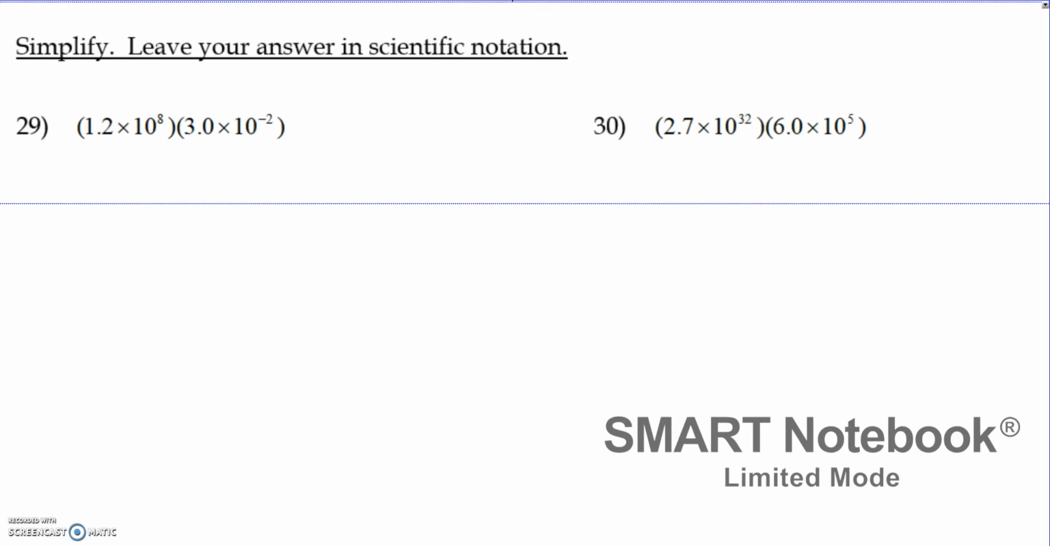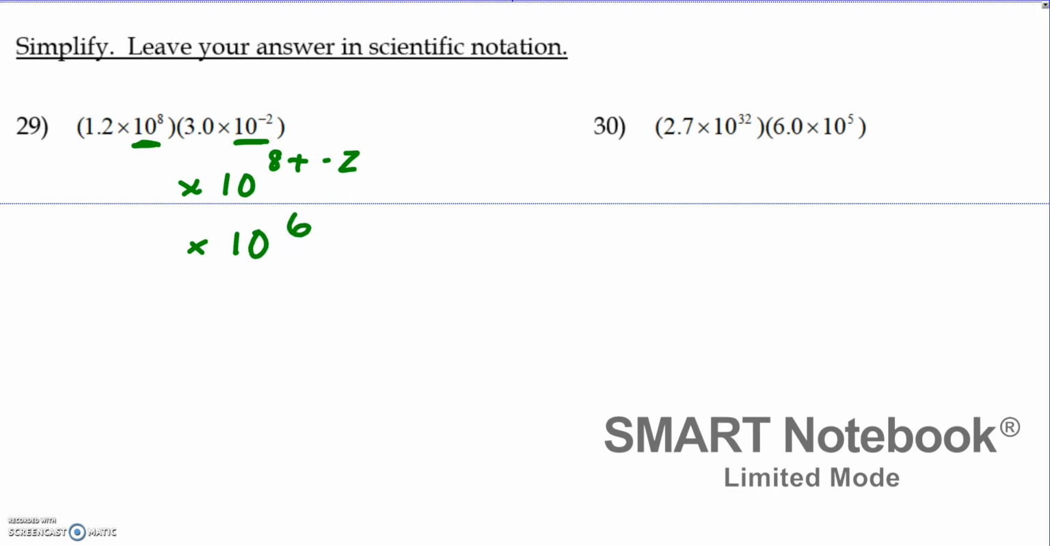Numbers 29 and 30 are asking you to not only do scientific notation, but also to follow exponent rules. If I look at 29, I notice that I have no powers on the outside of either parenthesis. So just like exponent rules, we could take the parentheses off. What we also would notice is that these 2 pieces have the same base of 10, which means I could apply exponent rules. When I multiply 2 bases that are the same, I really add the exponents. So I'm going to write times 10 to the 8 plus negative 2 power, which is really times 10 to the 6th.